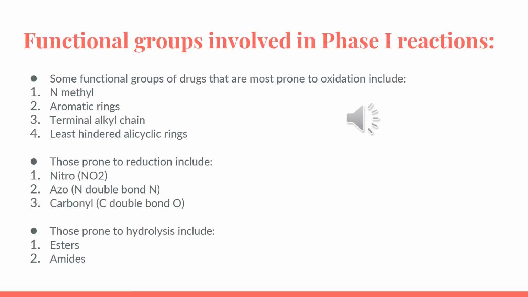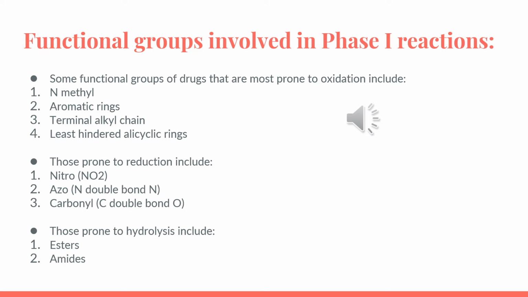This slide further elaborates about what functional groups are involved in phase 1 reaction. What groups of drug are most prone to oxidation? Most of them would be the N-methyl. When you have an N attached directly to a methyl group, this nitrogen is very likely to undergo an oxidation reaction whereby an alcohol group can be added onto this N atom.